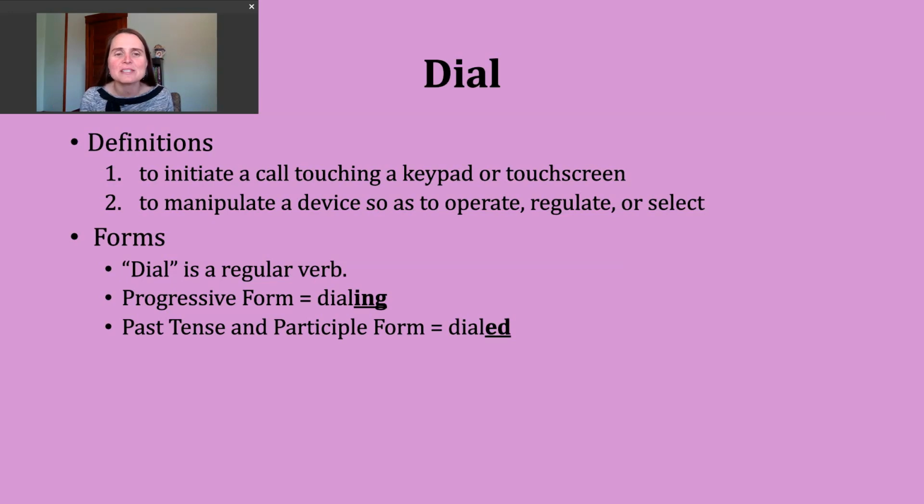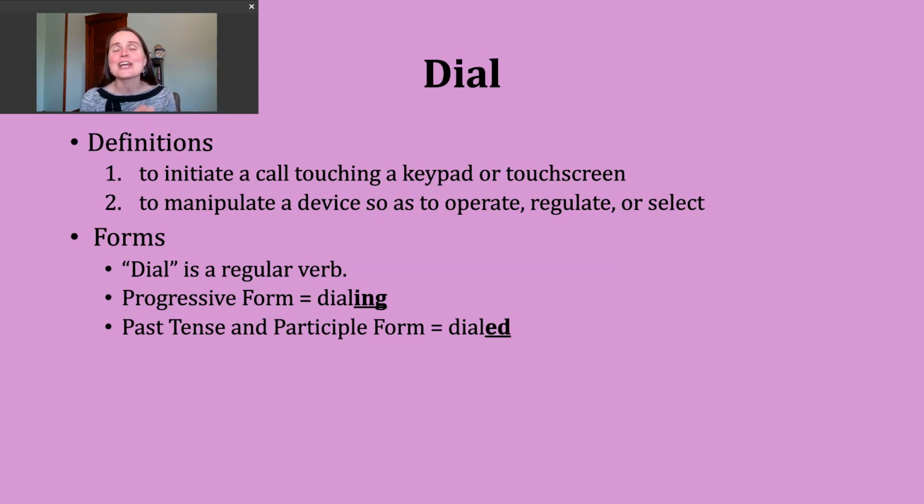A second way you might hear dial used is to mean to manipulate a device in order to operate it, regulate it, or select it. So, a little later, I'm going to have some pictures and we're going to look at the noun form of this word to help connect it. But stick with me here, and I think a deeper understanding of the second definition will come a little later in the video.